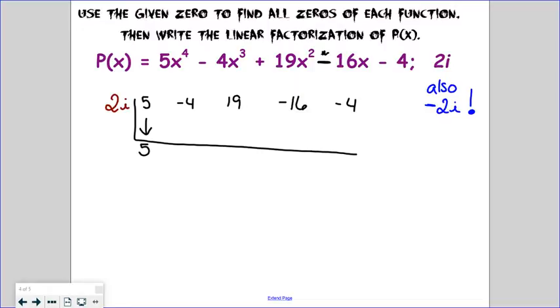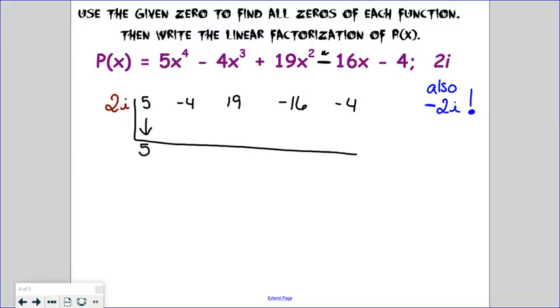2i times 5 should be 10i. All right, let's go ahead and I'm going to start talking through it on the board. Keep working if you're still working, but check with my work up here.